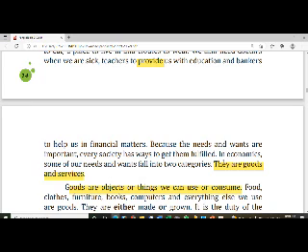In economics, பொருளாதாரத்தில், right? Some of our needs and wants fall into two categories. We can divide our needs and wants into two categories. நாங்கள் ரெண்டு கேட்டகரியில் பிரிக்கலாம். எங்களுடைய பொருளாதாரத்தில் தேவைகளை நாங்கள் ரெண்டாக டிவைட் பண்ணலாம். What are they?